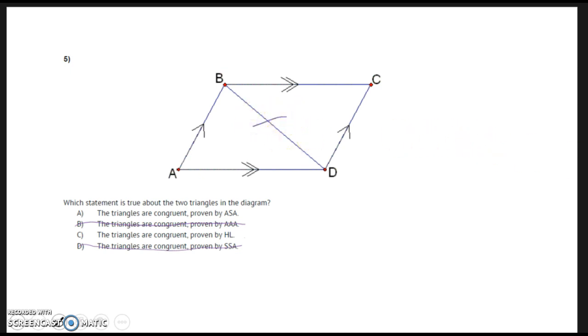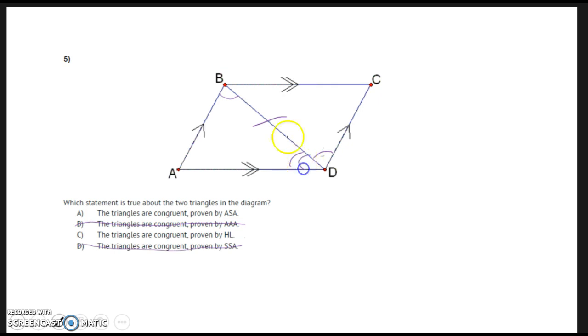So again, they share that side. Now, they also share this angle and this angle, so DBA and BDC have to be congruent to each other because of alternate interior angles. This is two parallel lines with a transversal from B to D cutting across them. Those are alternate interior angles.